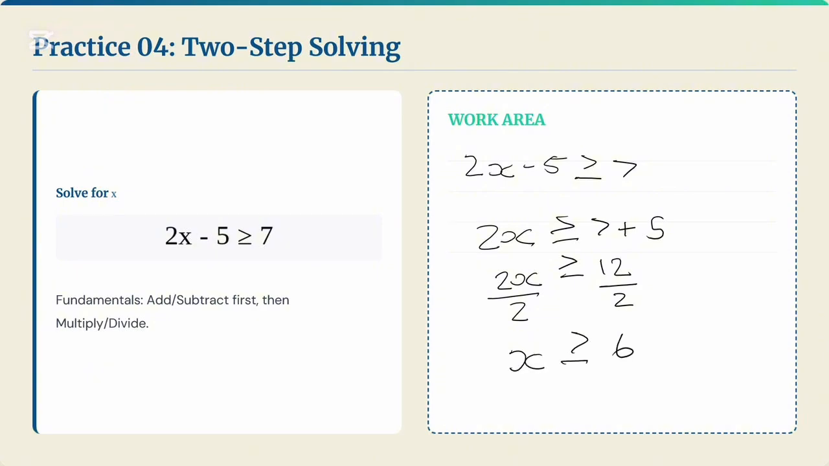Now in interval notation, as we can see that the 6 is included, so we're going to use our square brackets. Apologies for the square bracket, let me fix it up. Because 6 is included, we're going to use square brackets, a comma, then positive infinity, just like that.